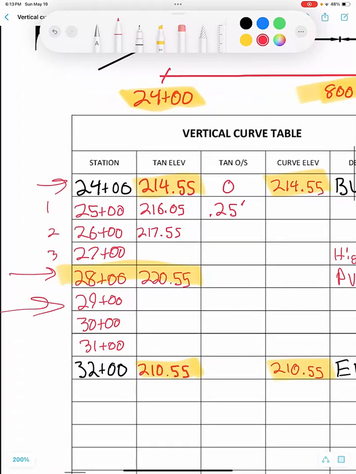Now we've done our first ordinate number here. Like I said, I'm only going to do the first one. We'll highlight this in these colors. We've calculated that, and we've calculated that. Now that minus that equals our curve elevation of 215.80.